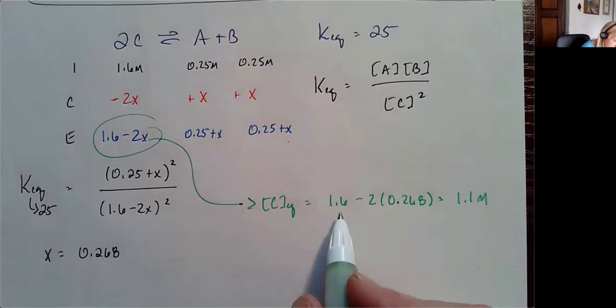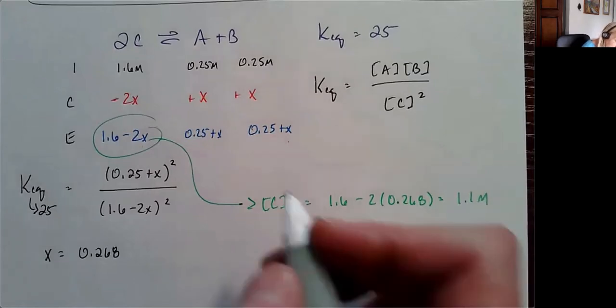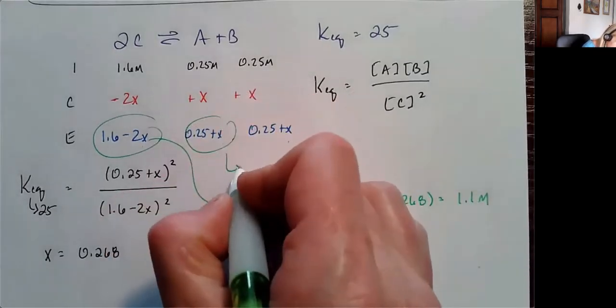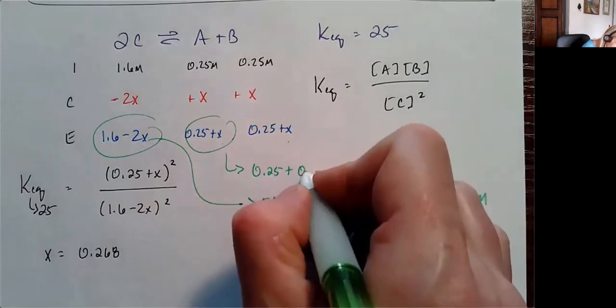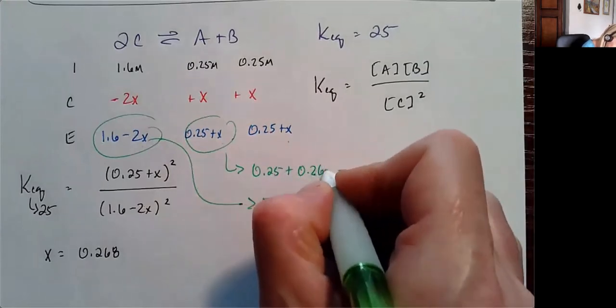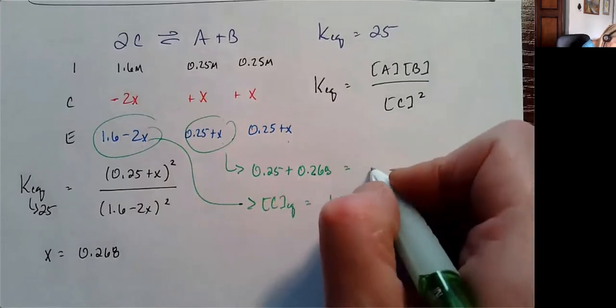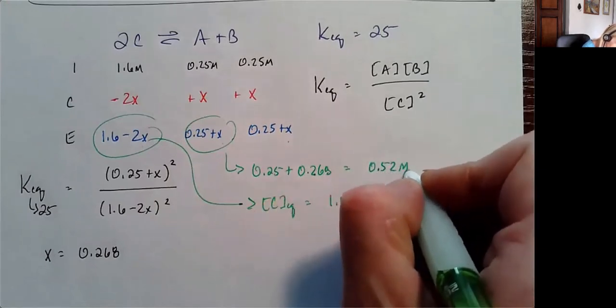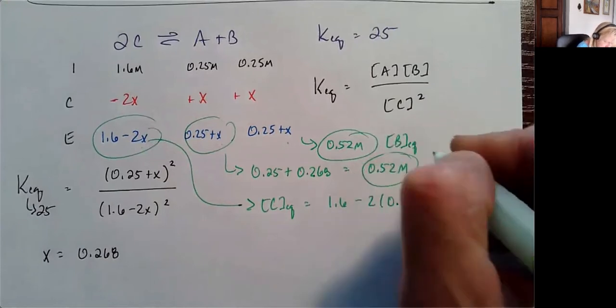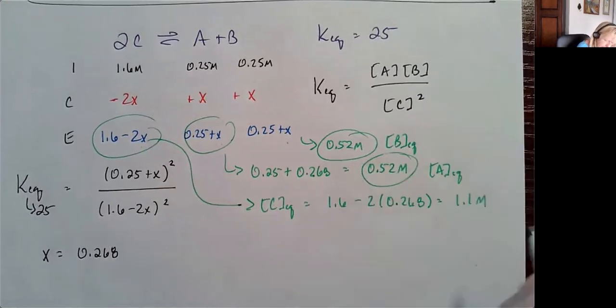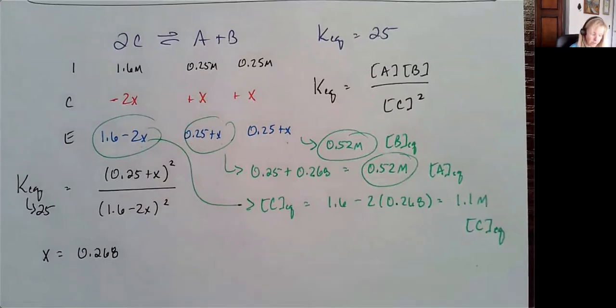So it went down. It went from 1.6 to 1.1. And both of these are going to be the same, 0.25 plus 0.268. These are going to be 0.52 molar. So those are my equilibrium concentrations for all of the substances that are in this reaction. So those are the 5 ways to do the problems in this chapter.